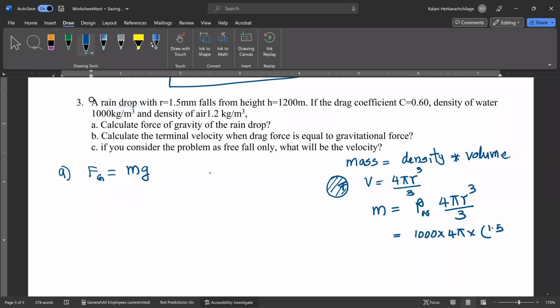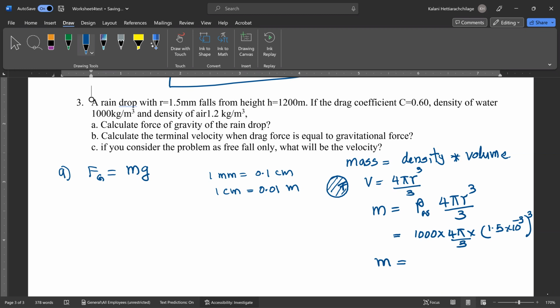You know it, right? So 1 millimeter is equal to 0.1 centimeter, right? 1 centimeter is equal to 0.01 meters. So that means 10 to the negative 3, but I should have power 3. That is the r to the power 3, and divide by 3. Okay, so you plug that into the calculator and calculate the mass.